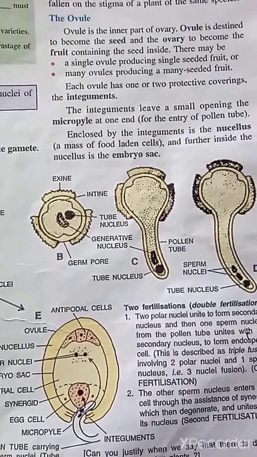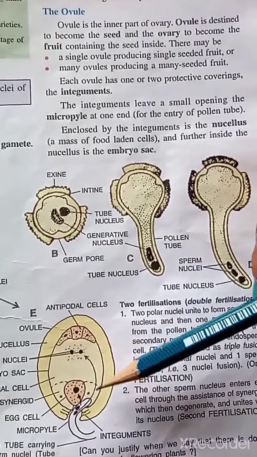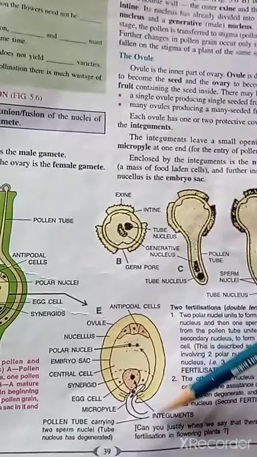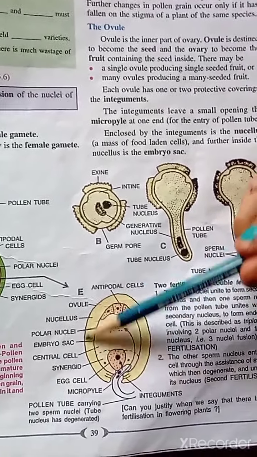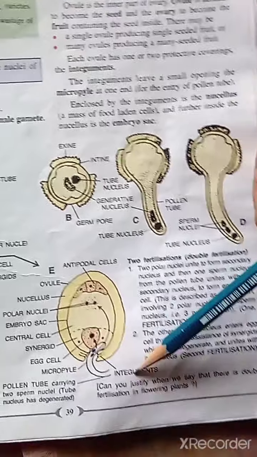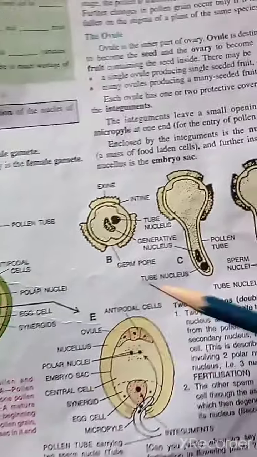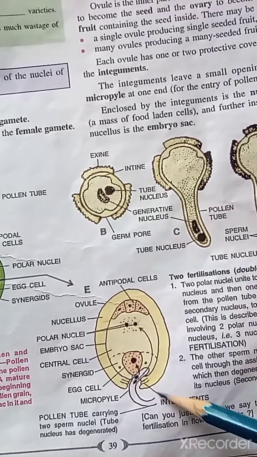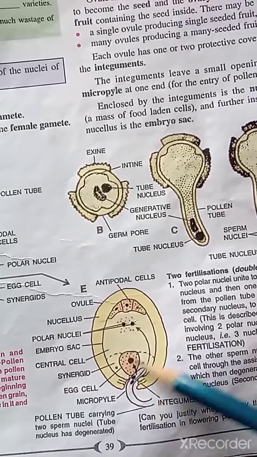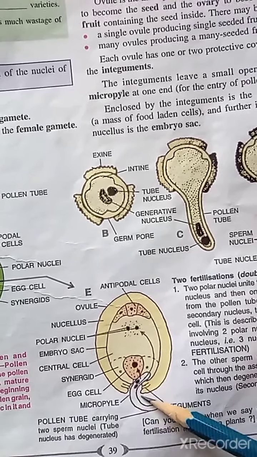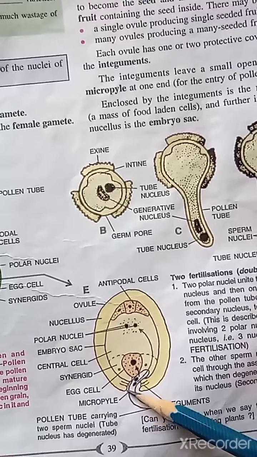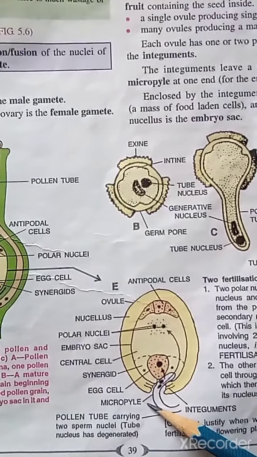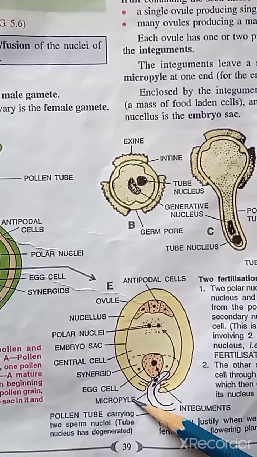Each ovule has one or two protective coverings, the integument. See here, this ovule is having a protective covering. This is called the integument. The integument leaves a small opening. Here you can see the small opening from where the pollen tube comes and fertilizes the egg. This small opening at one end is called the micropyle.